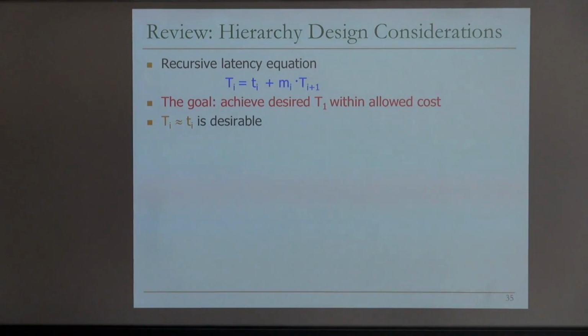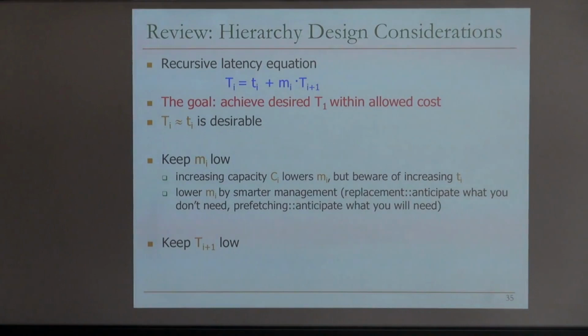To be able to do that, you want to keep the miss rate low. You can increase the capacity. That lowers the miss rate, but that increases the access latency probably, depending on how you increase the capacity. Well, if you increase the capacity, you're going to increase the access latency. That's very fundamental, right? Or you can lower the miss rate by smarter management.